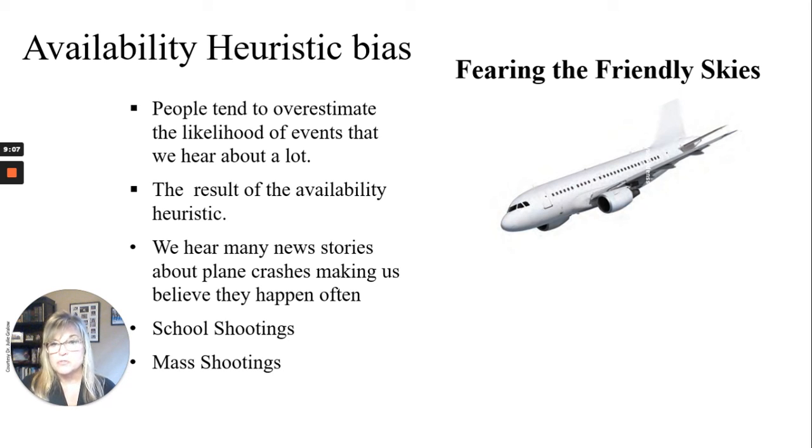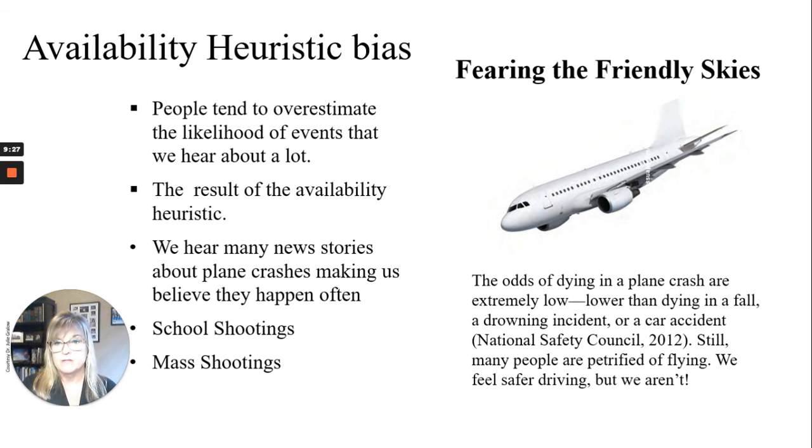We think about school shootings and mass shootings. Seems like we hear about them a lot, so it feels like they're happening all the time, and they're really not happening all the time all over the place, but anytime they happen, it's a horrible event, so it really sticks with us. So we have this availability heuristic where we think that just because we've heard about it a lot, it's going to happen.